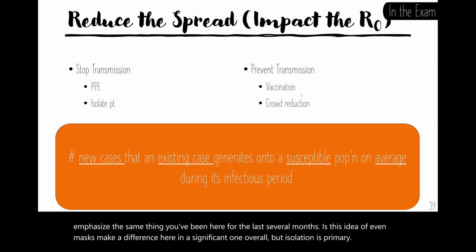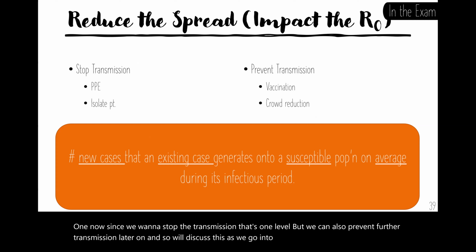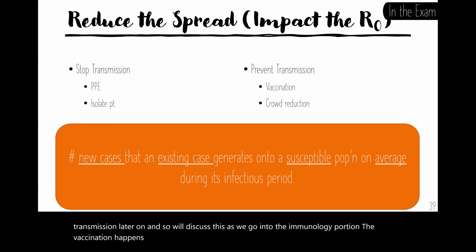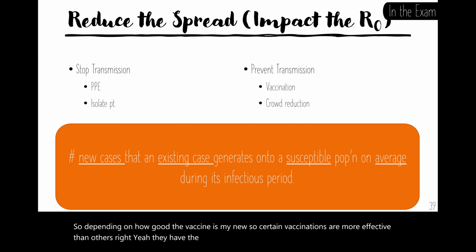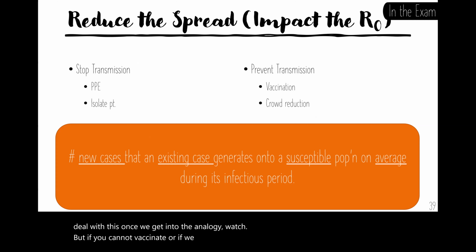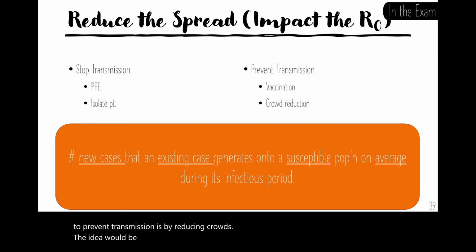Now, since we want to stop the transmission, that's one level, but we can also prevent further transmission later on. And so we'll discuss this as we go into the immunology portion. But vaccination happens to play the larger role. So depending on how good the vaccine is, mind you, certain vaccinations are more effective than others, right? But they have the potential to fully stop transmission, okay? And so again, we will deal with this once we get into the immunology lecture. But if you cannot vaccinate, or if we don't have a vaccine available, then the most common way to prevent transmission is by reducing crowds. The idea would be to reduce the effective contact.